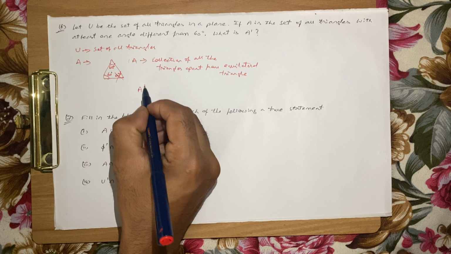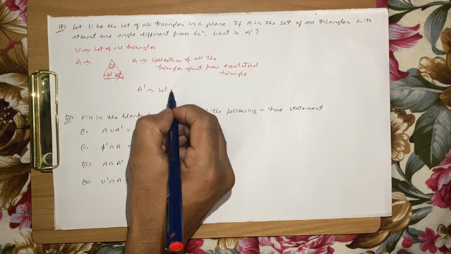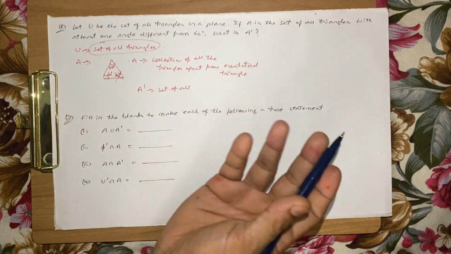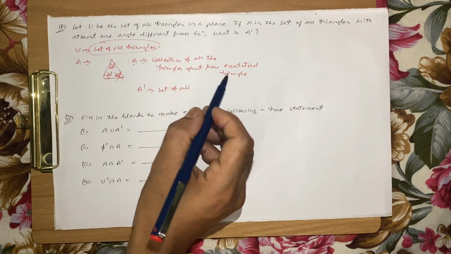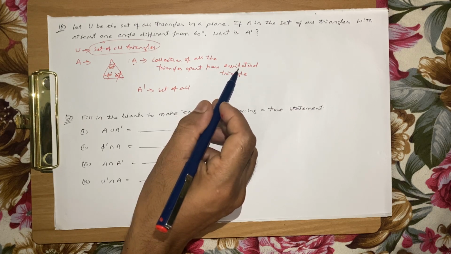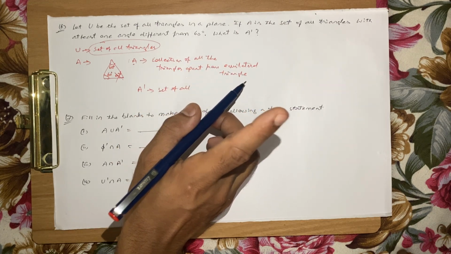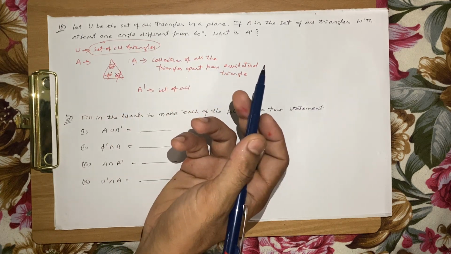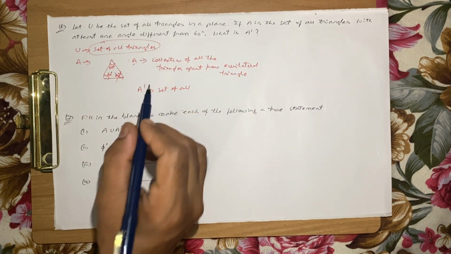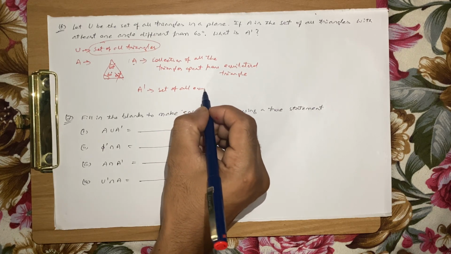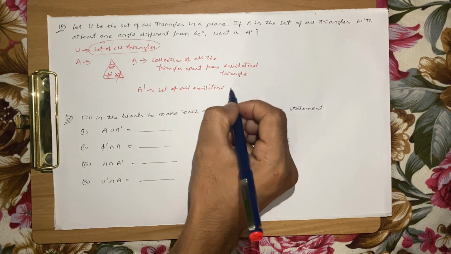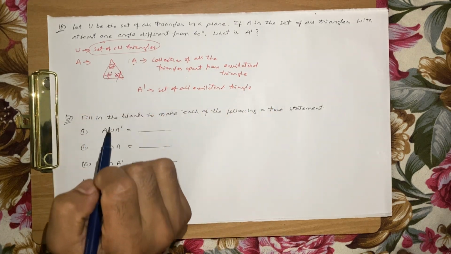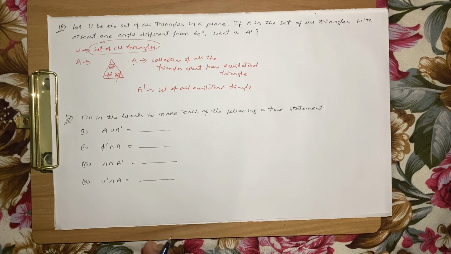So what will be A complement? The set of all equilateral triangles, simply because U has all the different types of triangles, and A has all the different types of triangles, but it does not have those triangles in which all the angles are 60 degrees, because it says at least one angle is not 60 degrees. So A complement is the set of all equilateral triangles, or the set of all triangles in which all the angles are 60 degrees. Equilateral triangles, the same thing.